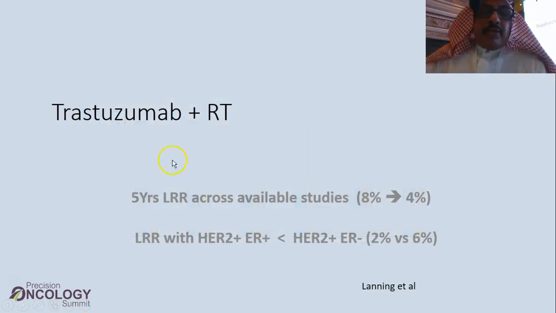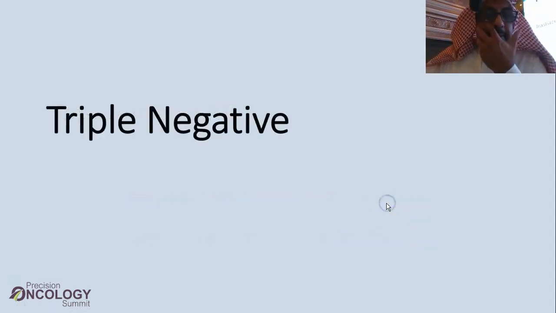So now in this group of patients, if you use both radiation and trastuzumab, across the available studies the figure drops from about 8% down to 4%. And we know that for the HER2 positive, if they are also ER positive, they do much better than if they are ER negative in terms of local control, 2% versus 6%.